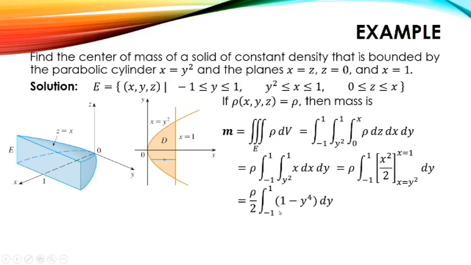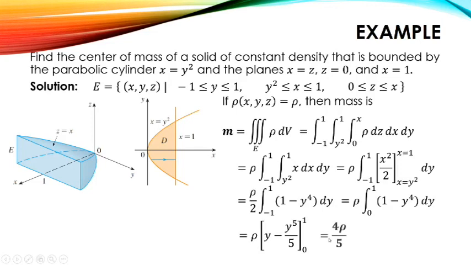Performing the last integral, this integral is the same as this one, where we halved the limits. From negative 1 to 1, we made it 0 to 1, so we need to multiply by 2. When we multiply by 2, the 2 over 2 cancels out, so we have rho left. Performing this, we have rho times y minus y to the fifth over 5, evaluated from 0 to 1. This is equal to 4 rho over 5. So this is the mass.